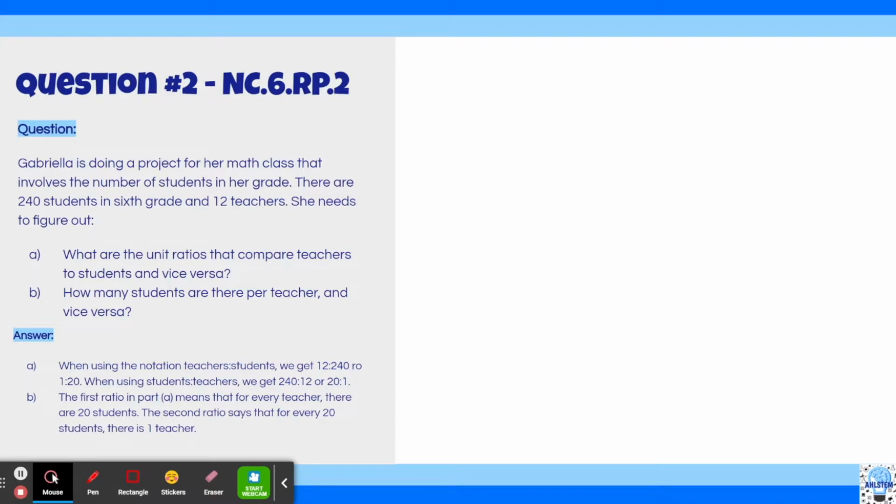And in B, the ratio in part A means that for every teacher, there are 20 students. The second ratio says that for 20 students, there's 1 teacher. So let me explain this.